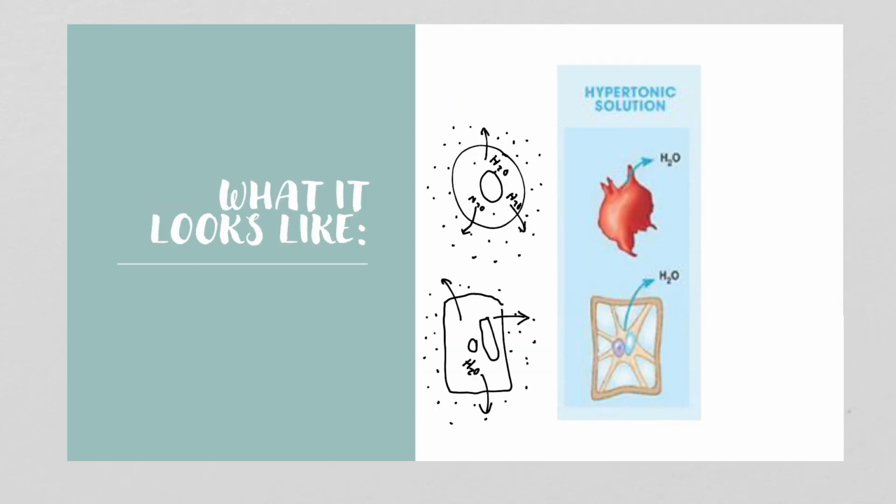So again, here's our diagrams. This is my cell. There's not much solute in the cell. There's a whole bunch of particles outside the cell, so water is leaving the cell. So it looks like a balloon that's deflated. It's all shriveled up. And then same thing for the plant cell. So water is leaving, and then the inside of the cell literally shrivels up, and the cell wall is still there, but it's kind of collapsing on itself too.